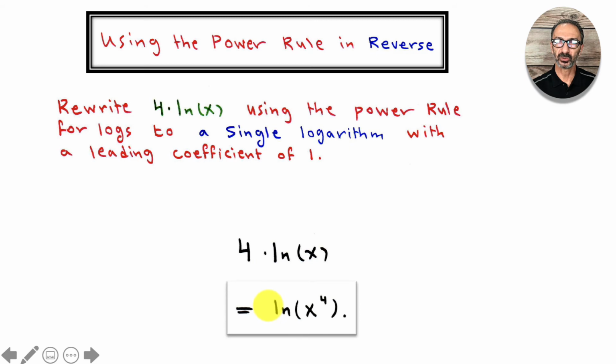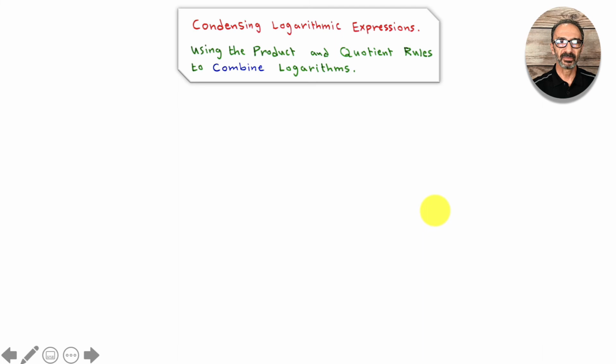The leading coefficient is 1, not 4 anymore. We're done. As simple as that. Now, not all the examples are so quick, but this is the first one. Let's see another example. Sometimes instead of calling it in reverse or a single log, we say condense. Condensing logarithmic expressions uses the product and quotient rules to combine logarithms and make it one log.